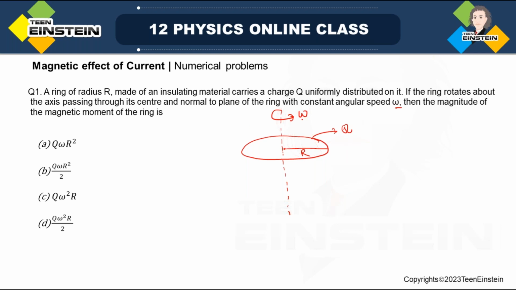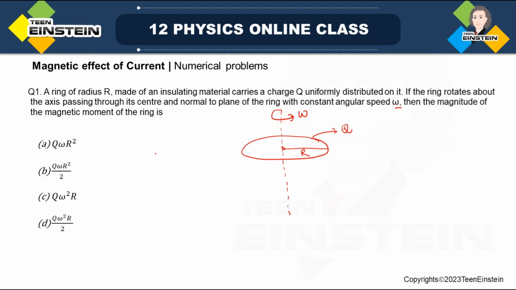With a constant angular speed omega, the magnitude of the magnetic moment of the ring is, so you have to find out the magnetic moment mu or m for the ring. I'll just repeat the question. There is a ring of radius R, made of insulating material, but it has a constant charge capital Q, and the ring is rotating about its axis, passing through the center and perpendicular to the plane of the ring. The angular speed with which the ring is rotating is omega. So you have to find out the magnetic moment of the ring.